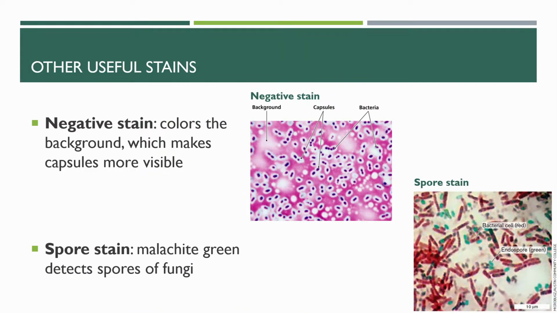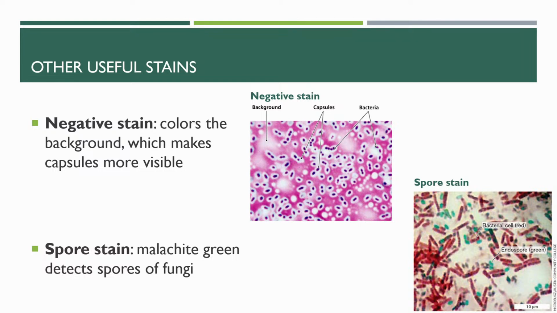Okay. So some other stains that we will use in lab, one is the negative stain. Basically, what it does is it colors the background instead of the actual cells to help make things more visible. And then there's the spore stain. Some bacteria and fungi make spores. It's a defense mechanism, it's a survival mechanism, and so you will actually do this exact experiment in the lab where you can see the spores are green and the cells are red, so you can see exactly which cells have made spores.